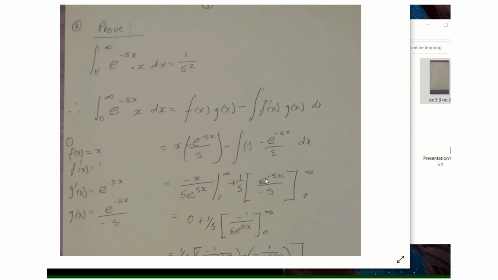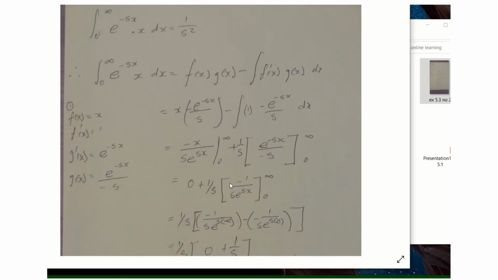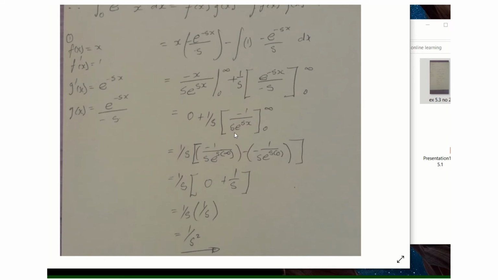If you take this e raised to minus sx and you make it positive, there it goes. This 1 over s, we have it outside, and then we evaluate. Let's see what I have. Here is 1 over s. Substitute the maximum limit, which is infinity, minus the minus. We substitute the minimum value of the limit, which is 0. This side, you still get 0, because this number divided by infinity is a 0.